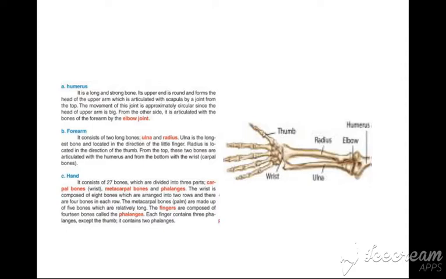The fingers are composed of 14 bones called phalanges. Each finger contains 3 phalanges except the thumb. It consists of 2 phalanges. This picture makes clear the structure of the bones in the upper arm.